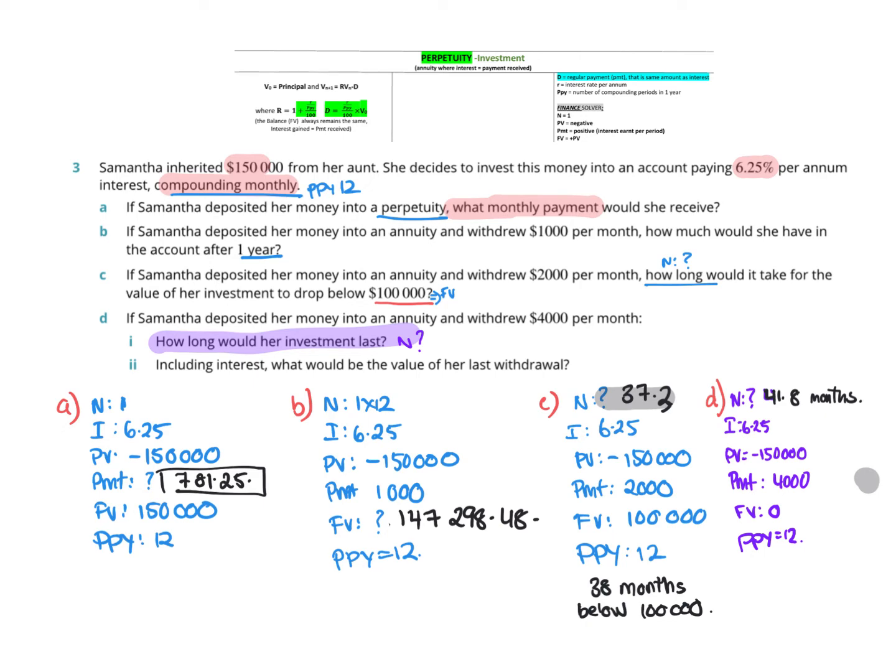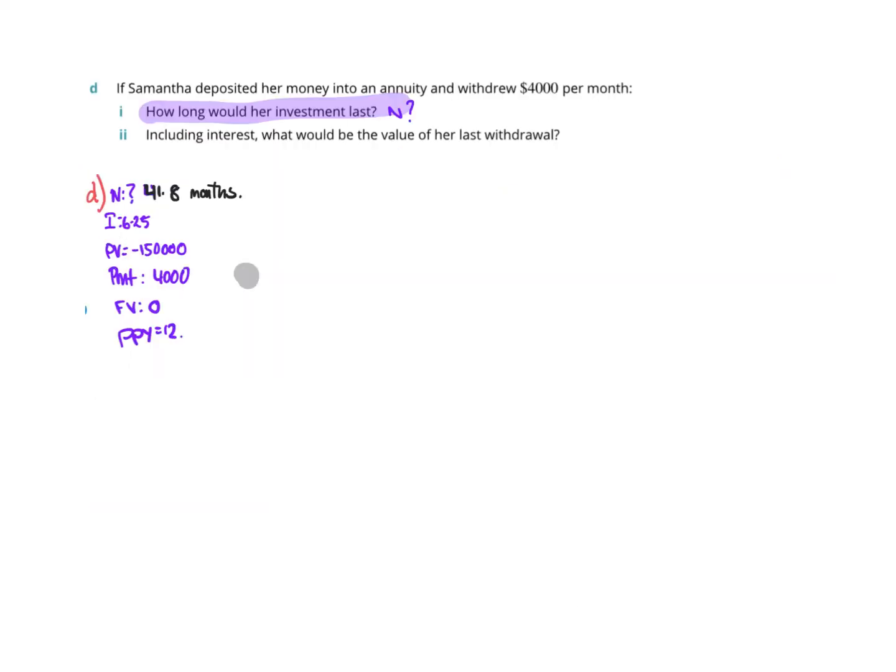So I was just going to move up the data here. Okay, so just ran out of room, so I've created a new page. So we're up to, that was DI, so we're up to this one. It says, including interest, what would be the value of the last withdrawal? So because it doesn't quite make 41.8 months, what you can do is, you get the 41 months at the 4,000, and the last one is going to be a little bit less than the 4,000.